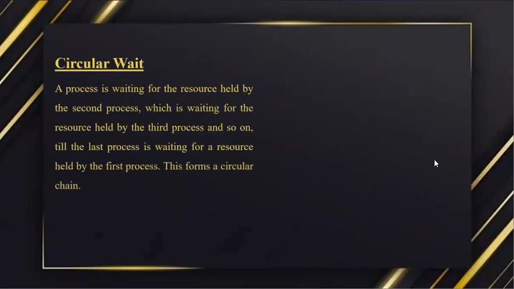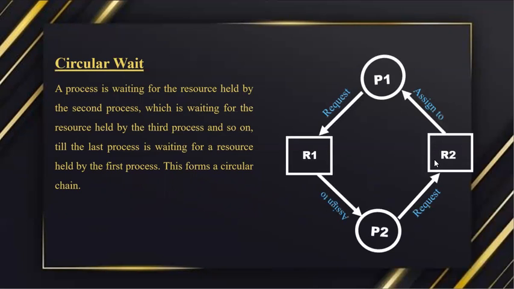Circular wait. A process is waiting for the resource held by the second process. This is waiting for the resource held by the third process, and so on, till the last process is waiting for resources held by the first process. This forms a circular chain. For example, in the given diagram, process 1 is allocated resource 2 and it is requesting resource 1. Similarly, process 2 is allocated resource 1 and it is requesting resource 2. This forms a circular waiting loop. By this condition, all the processes must wait for the resource in a circular manner, where the last process waits for the resource held by the first process.